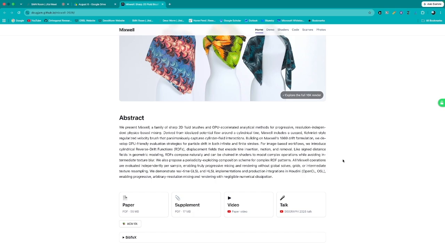progressive resolution-independent physics-based modeling, or mixing, derived from idealized potential flow around a cylindrical tine. Mixwell includes a cusped Kelvinlet-style regularized velocity brush that parsimoniously captures cylinder fluid interactions. Building on Maxwell's 1869 drift formulation, we developed GPU-friendly evaluation strategies for particle drift in both infinite and finite strokes. So this is a lot of technical detail, which I'll open the paper and we can look at.